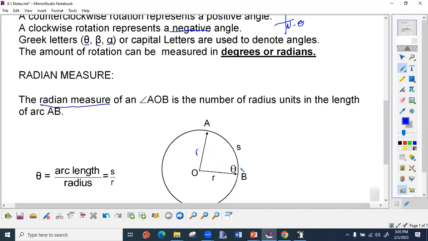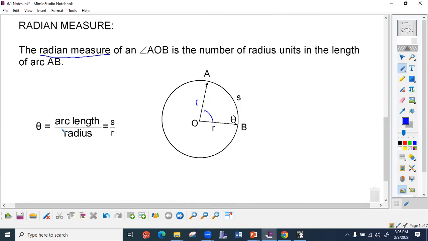We do not know its measure. So guess what we have here? Theta, because we don't know the measure of that. Now, to find the measure of theta, we take the arc length, which is S, and divide by R, our radius. That's going to tell us our angle measure in radians. Not in degrees, but in radians.